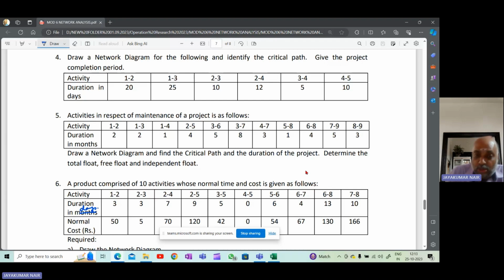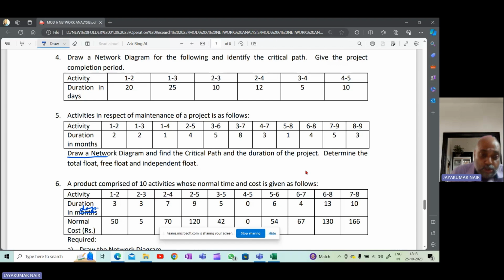Activities in respect of maintenance of a project are as follows. Activity 1 to 2, 1 to 3, 1 to 4, 2 to 5, 3 to 6, 3 to 7, 4 to 7, 5 to 8, 6 to 8, 7 to 9, and 8 to 9. And duration in months: 2, 2, 1, 4, 5, 8, 3, 1, 4, 5, 3.